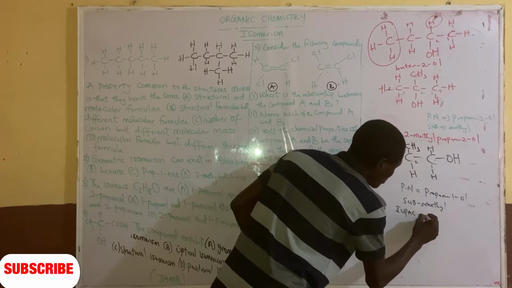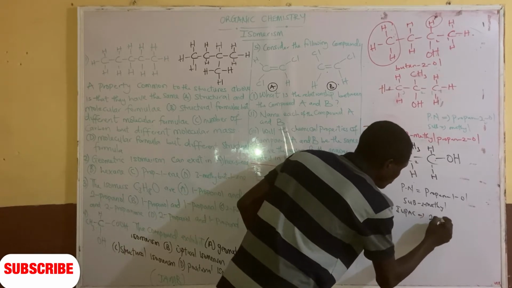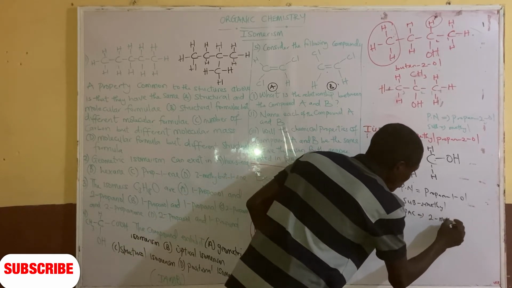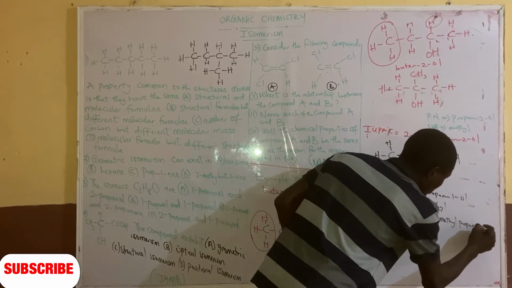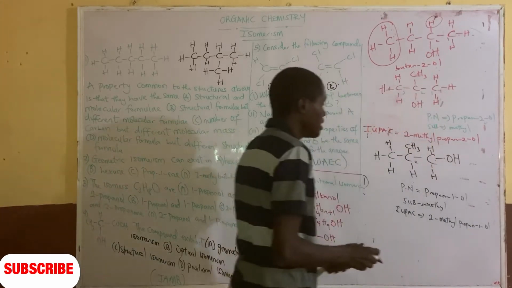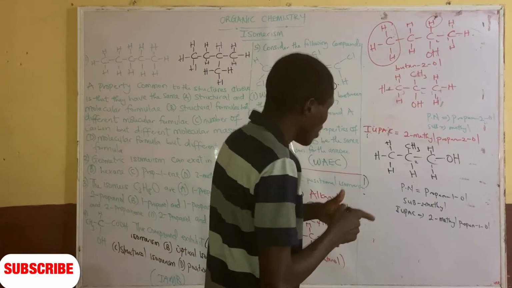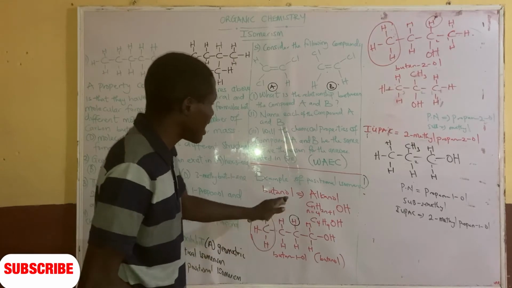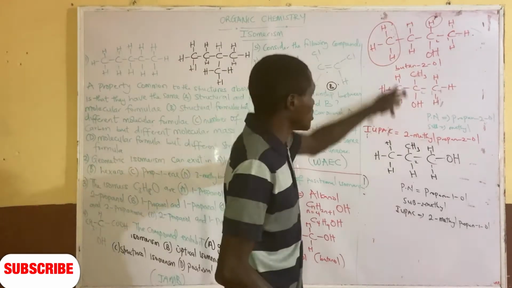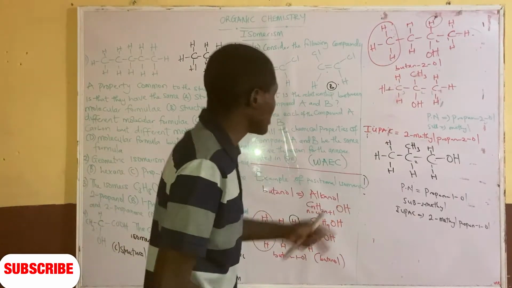This one will be 2-methylpropan-1-ol. So this is another isomer, another possible isomer of butanol. Meaning that if I want to write butanol, I can write it in these 4 isomers.